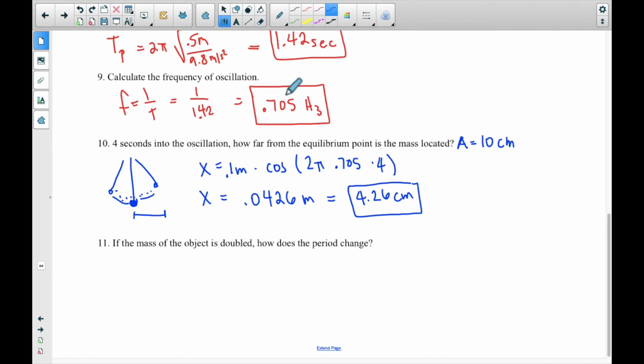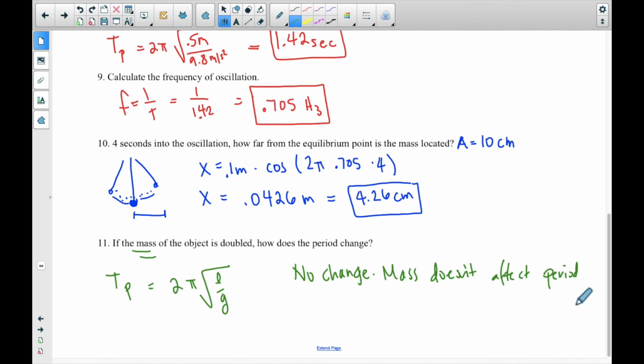Okay, last question on this page. If the mass of the object is doubled, how does the period change? Okay, let's take a minute and think about what is the formula for the period. This is our formula for period. If the mass is doubled, I don't see mass in here anywhere. And we learned from our lab that mass does not affect period. So if the mass is doubled, how does the period change? No change. Mass does not affect the period.